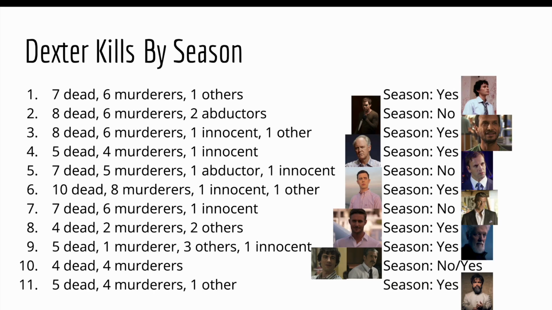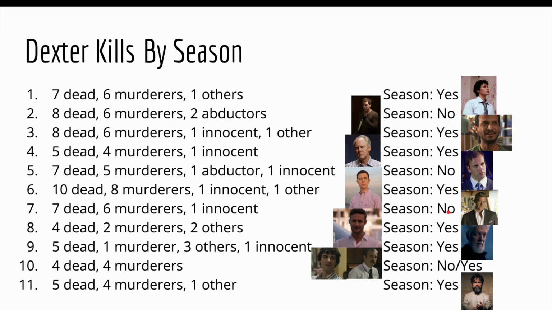These are Dexter's kills by season, so this is listed in a strange order. The first 8 are the first 8 seasons of Dexter, 9 is New Blood, 10 is Original Sin, and 11 is Resurrection. Now in the first 8 seasons of Dexter, there was what I termed a season killer, who is the big bad serial killer of the season who Dexter is always trying to kill, and so I recorded whether or not he killed that person.